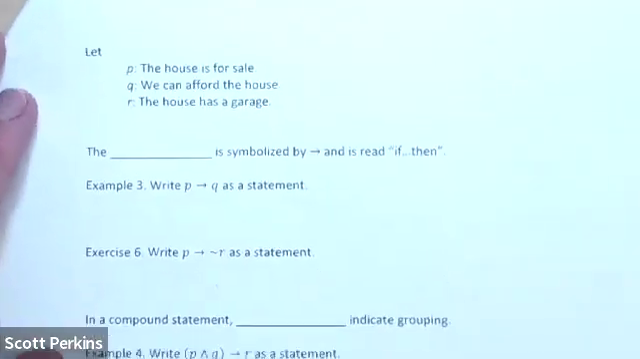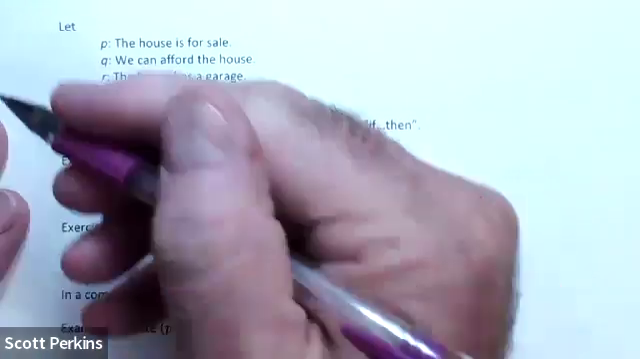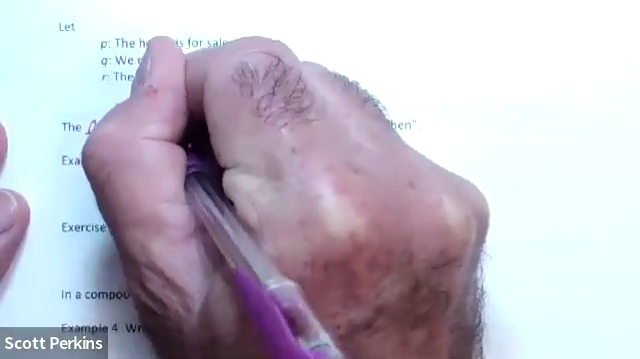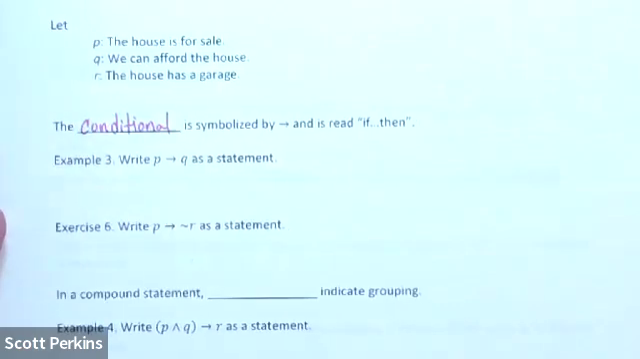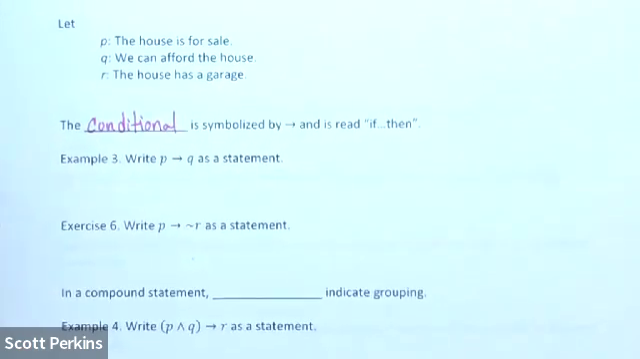So we've talked about the first one, a conjunction, that's an and statement. The second one's a disjunction, that is an or statement. The third of our connectives is called a conditional statement. The conditional statement is symbolized by an arrow, and it is read as if and then.